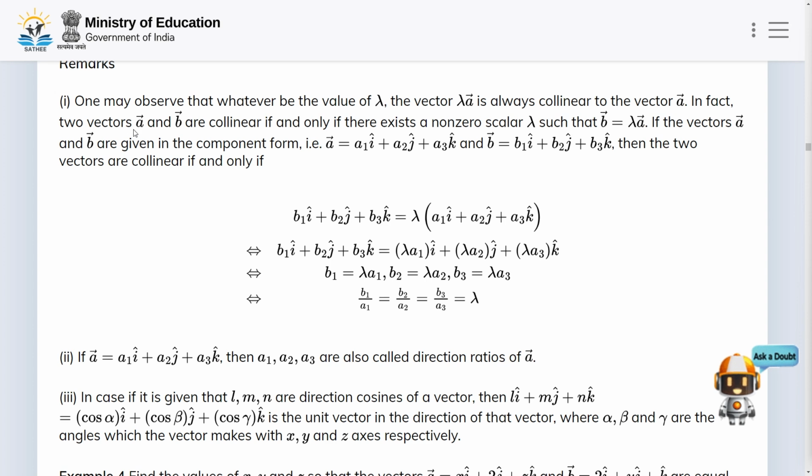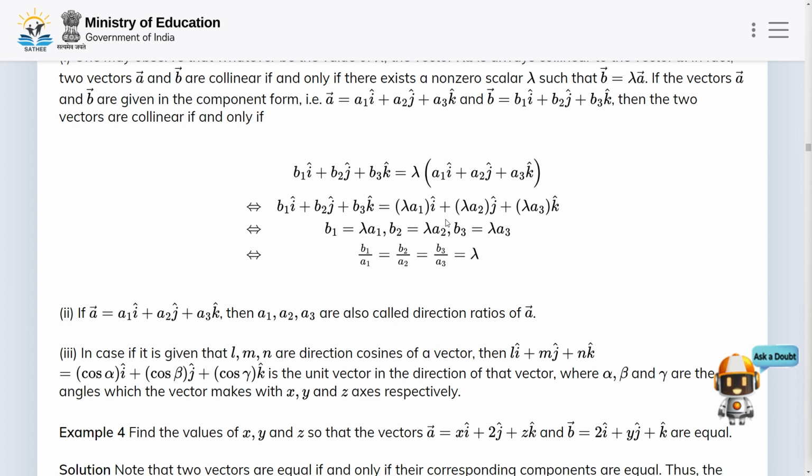Okay, now some remarks. One may observe that whatever the value of lambda, the vector lambda a is always collinear to the vector a. In fact, two vectors a and b are collinear if and only if there exists a non-zero lambda such that the b vector can be rewritten as lambda times the a vector. If the vectors a and b are given in the component form, then the two vectors are collinear if and only if the b vector is lambda times the a vector. This means compare things: you will have b1 is the same as lambda times a1, b2 is the same as lambda times a2, b3 is the same as lambda times a3.